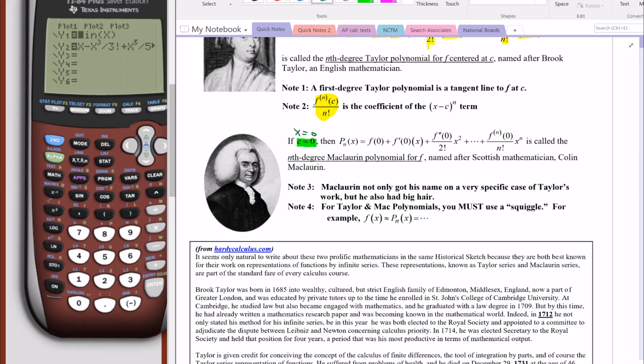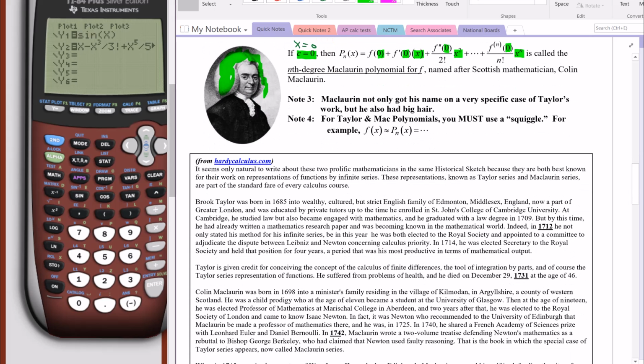Then the polynomial becomes this, right? You're replacing the c with a 0. If I replace c with 0, then all these become 0, and x minus 0 just turns into x. X minus 0 squared turns into that, x minus 0 to the nth power turns into that, and all these are 0 as well, right? So it's the same thing, just we replace c with 0. And it's named after this guy, Maclaurin, who had some crazy hair.